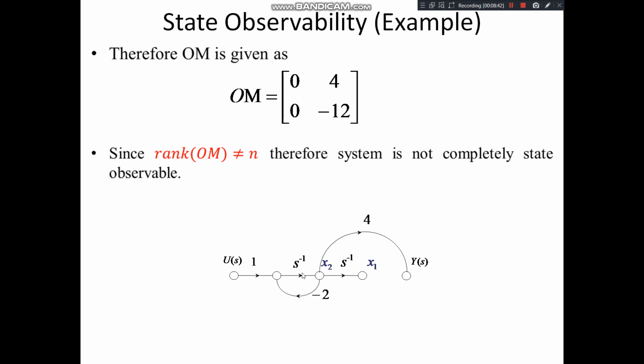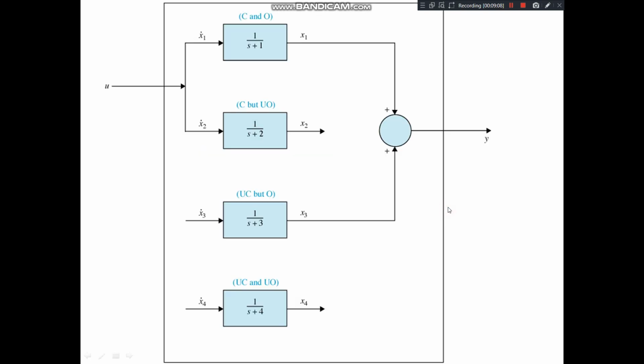Here we can see the signal flow graph of this particular example, where we can observe that y is not connected to x1, y is connected to x2. Therefore the x1 state is not observable, whereas the x2 state is observable because it is connected to the output y. This can also be observed from this signal flow graph.